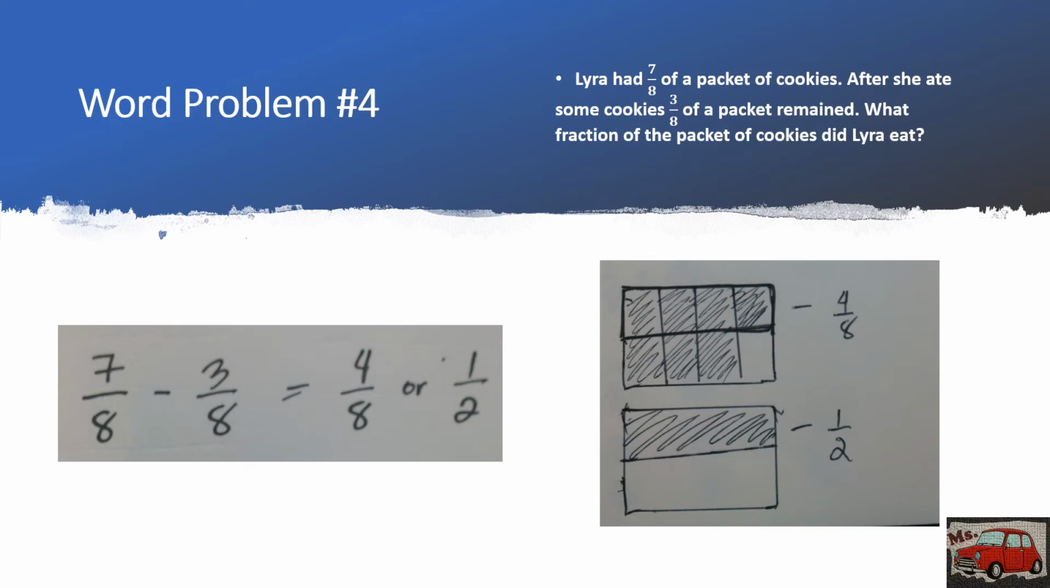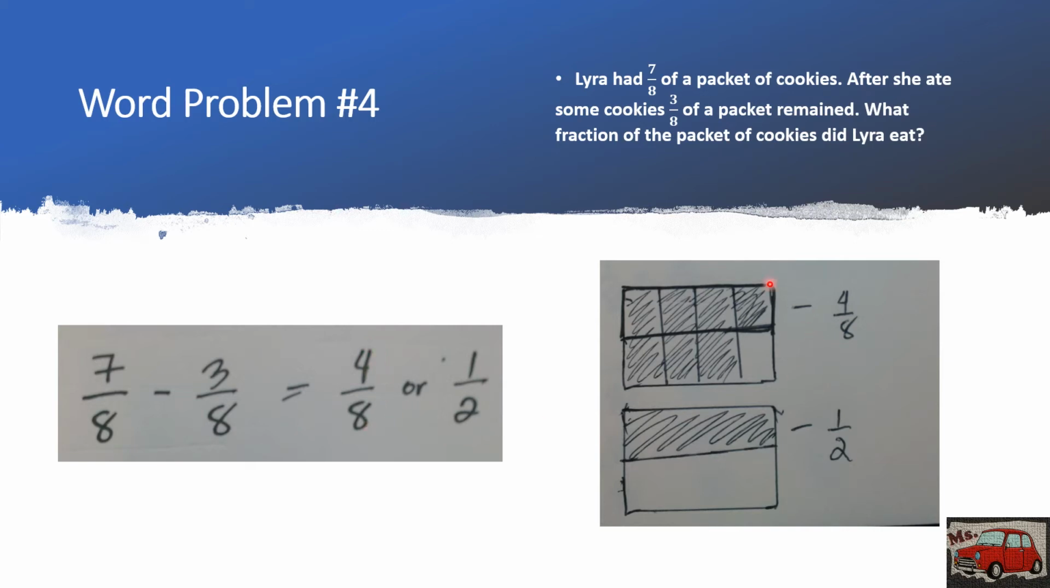Okay, so ang hahanapin natin is yung fraction na nakain ni Lyra. So, yung original fraction ng cookies is 7 over 8. At nung pagkatapos na kumain, ang natira na lang ay 3 over 8. So, the keyword there is remained. So, ang operation natin is subtraction. So, we have 7 over 8 minus 3 over 8. And then, just minus the numerator kasi same naman sila ng parts. So, the answer is 4 over 8 or 1 half.